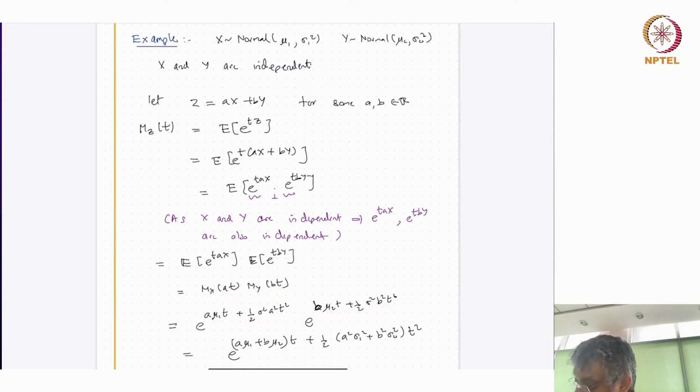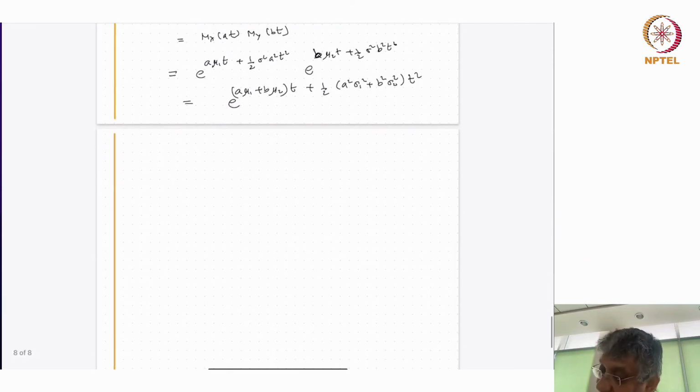Now let's stare at it a little bit. What have I shown? I've shown that if z is equal to ax plus by, then m_z at the point t looks like e to this at t times e to this at t squared. So now again, by the moment generating function fact, something you can check.